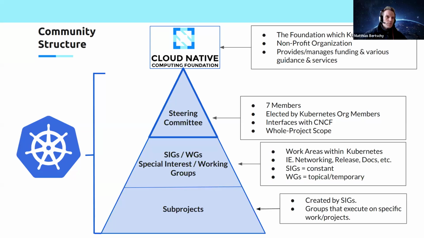So the pyramid below the CNCF is the structure of the Kubernetes community. At the very top, interfacing with the CNCF and presiding over various topics is the steering committee. This is a body of 7 members who are elected by Kubernetes org members. I will explain shortly after what being an org member is.